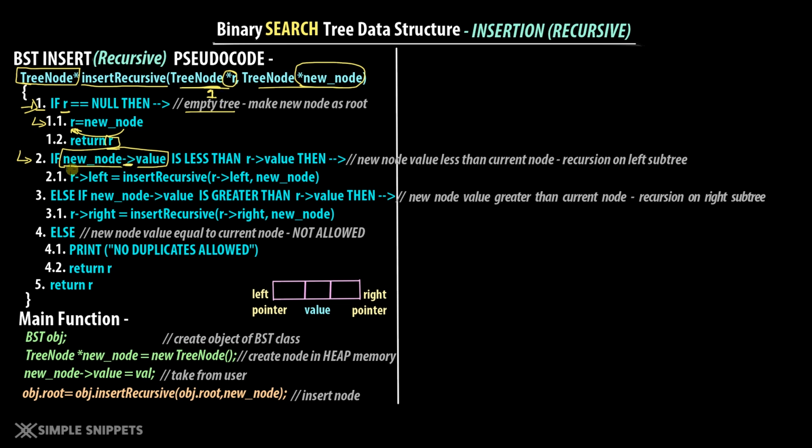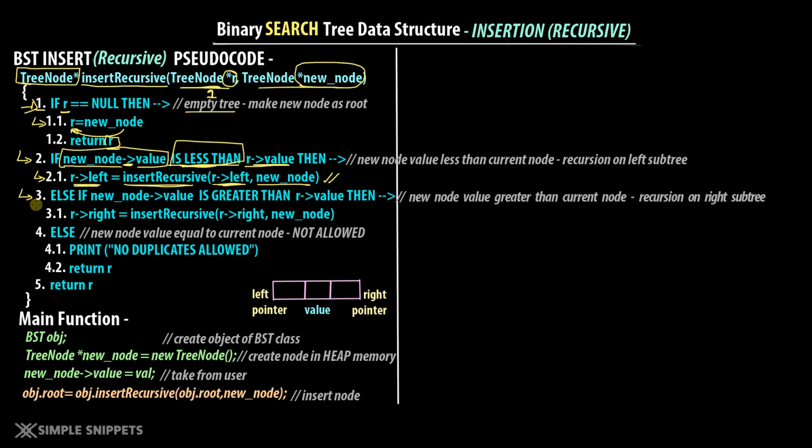Okay. So over here in the second condition, we are checking if the new node's value is less than the current pointer's value. So you can see is less than is the condition. If it is less than that, then we have to do recursion on the left side. So you say r of left equals insert recursive. We are passing the left child's address over here and the new node again. So insert recursive is nothing but a recursive call. You can see if new node's value is less than the current node, recursion on the left. So this is where the first recursion happens.